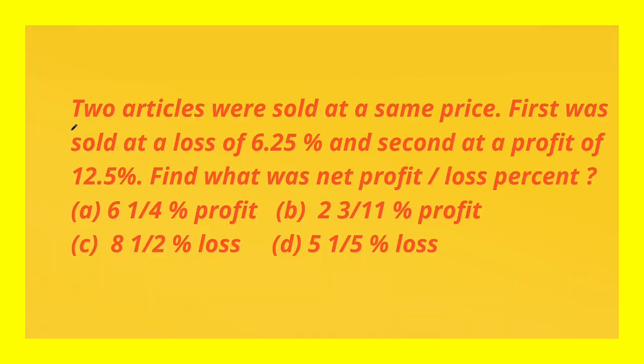We go to the next question. The question is, two articles were sold at the same price. First was sold at a loss of 6.25% and second at a profit of 12.5%. Find what was the net profit or loss percent. The given options are option A 6 and 1/4% profit, option B 2 and 3/11% profit, option C 8.5% loss, option D 5 and 1/5% loss.